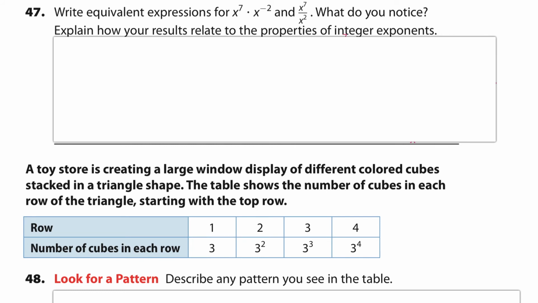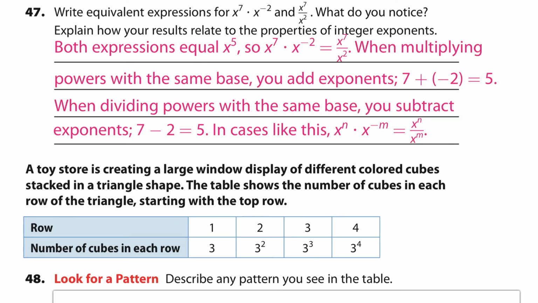What do you notice? Well, they are equal. That's the same thing. And this is what we should be noticing. Both of them are equal to each other. And when multiplying powers with the same base, you add the exponents. So we would add 7 plus negative 2, which is 5. And when you're dividing, you would subtract the exponents. 7 minus 2 is also 5. So in both cases, you would get the same answer.